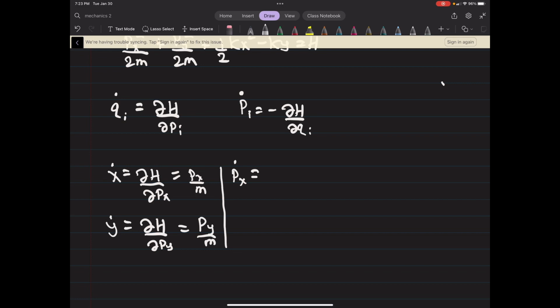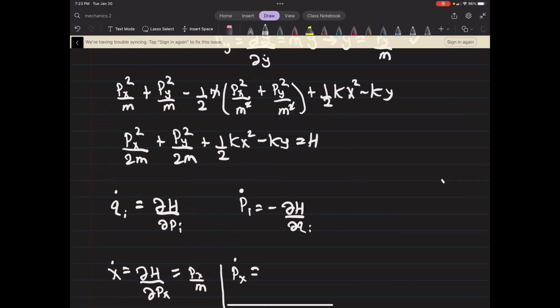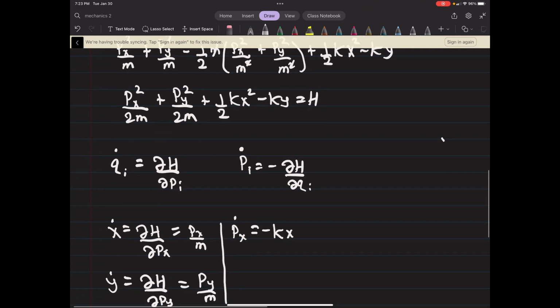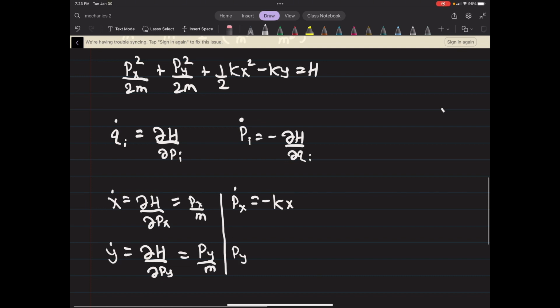px dot, so if we look at the derivative of the Hamiltonian and we take it with respect to x, well, that's just going to be minus kx. Likewise for y, that'll just be minus, I think these are actually two different values. One's like a kappa and one is a k. I should have maybe talked about that, but it's okay. Okay, so that is how we solve that.